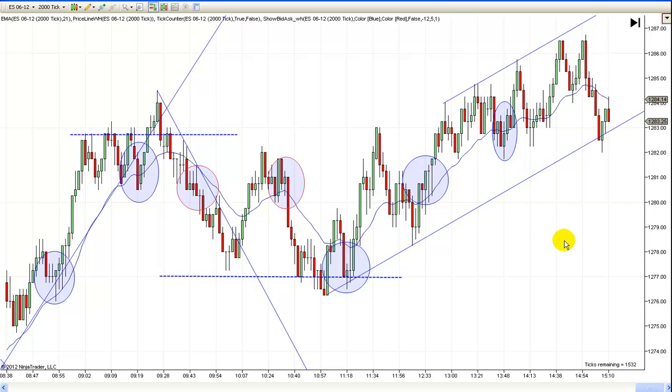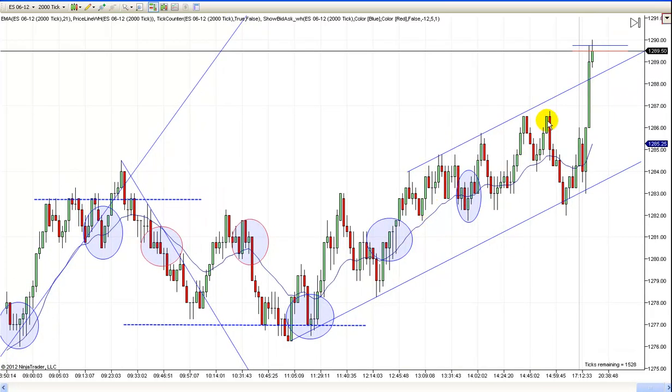Your runner should have been good, and you could have ridden this out up to this double top, or at least up to this one right here. And that's 81 to 85. That's 4, 5, 6 points in there that you could have had on that entry right there.